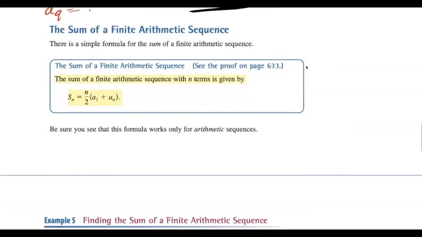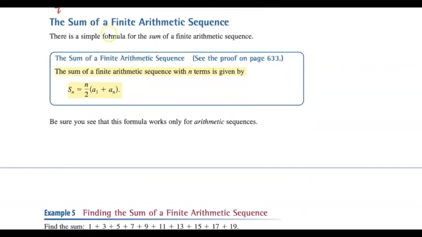It's about the sum of a finite arithmetic sequence. Remember, finite means it ends. We're doing the sum of the first 5, the first 10, the first 200. As long as it ends, you use a finite sequence. This is a formula. There's actually 2 of them. There's this one, and there's also n over 2 times 2a1 plus n minus 1 times d.